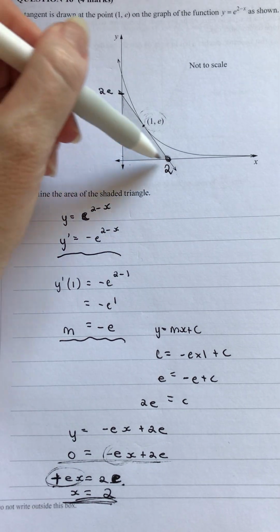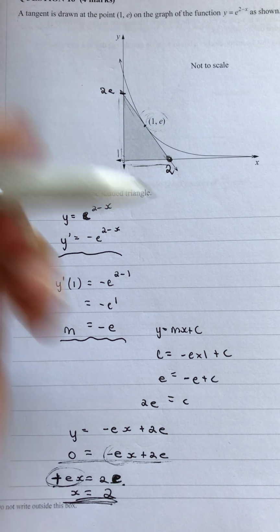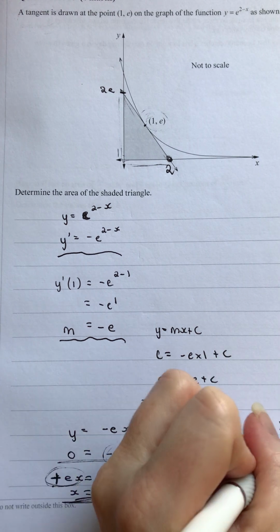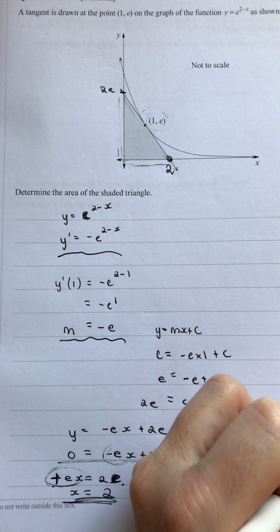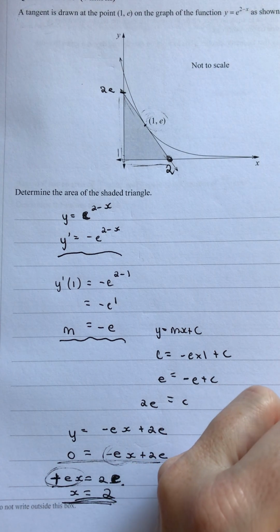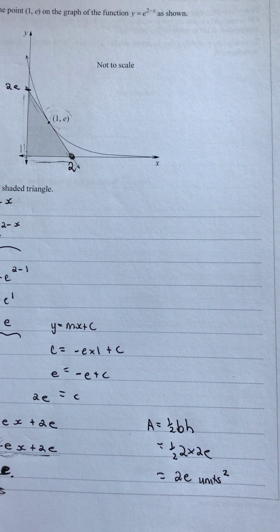So we're working out this area of this triangle. It has a base of 2. It has a height of 2e. So our area is equal to a half of base times height, a half of 2 times 2e. So our answer is just 2e units squared for our area there. So a few little things you had to bring together to work that one out.